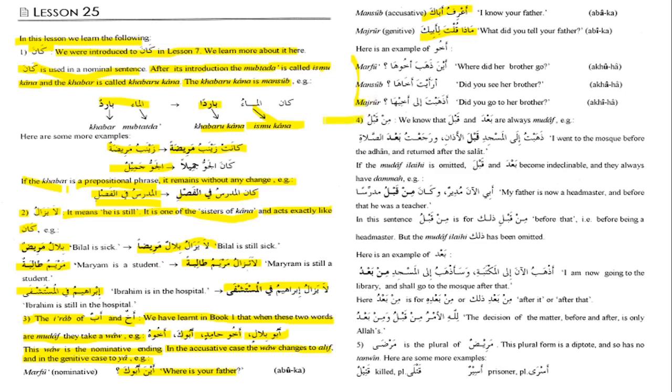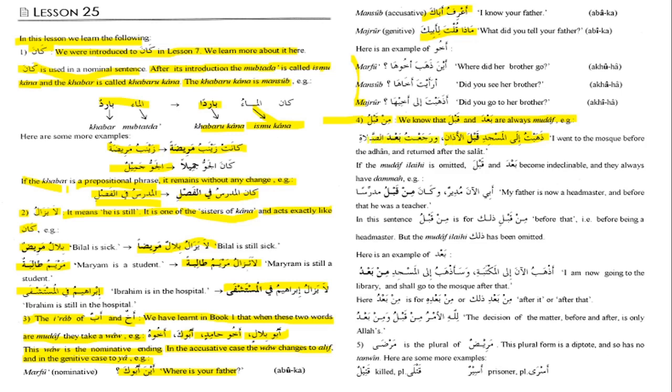Another thing we'll learn in lesson 25 is min qablu, the expression min qablu. We already know that qabla and ba'da always come as mudaf, and what comes after them will be mudaf ilayhi. For example, zahabtu ila al-masjidi qabla al-azani. Now you see azani is mudaf ilayhi because qabla came as mudaf. Qabla is zarf, and then mudaf ilayhi comes after it. I went to the masjid before the adhan.